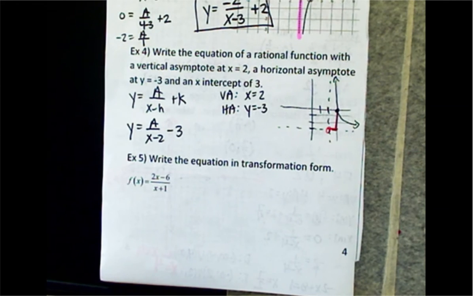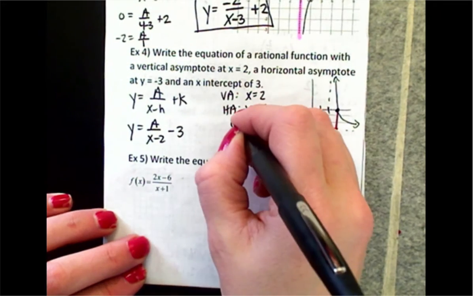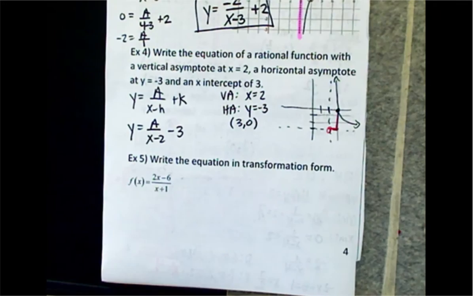Now I gave you a point, which means I gave you a way to find the A value algebraically, but you can do it graphically. We all have strengths. Pick the one that works for you. X-intercept, just make sure you write it as an x-intercept, right? 3, 0. Yes?